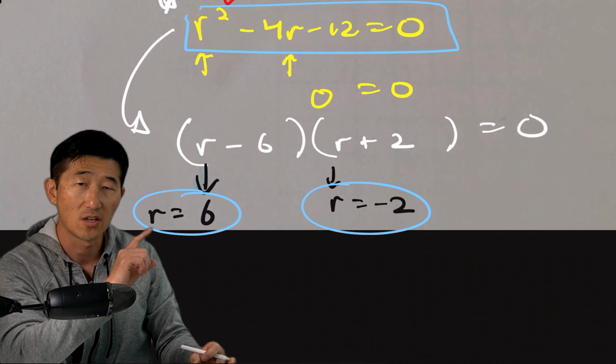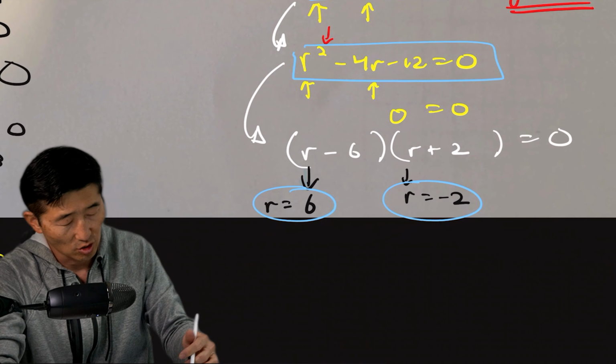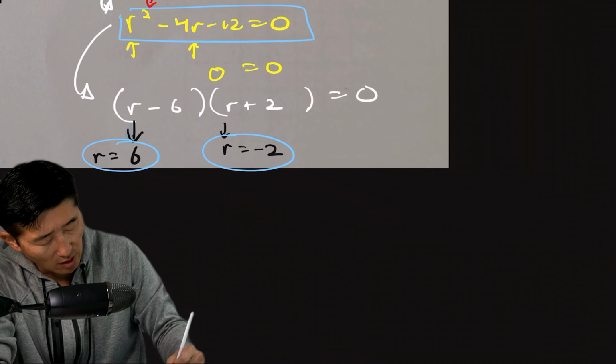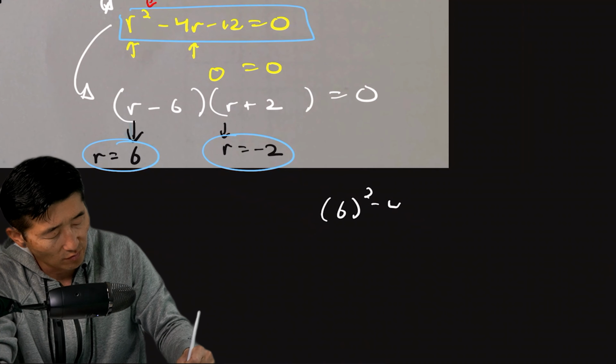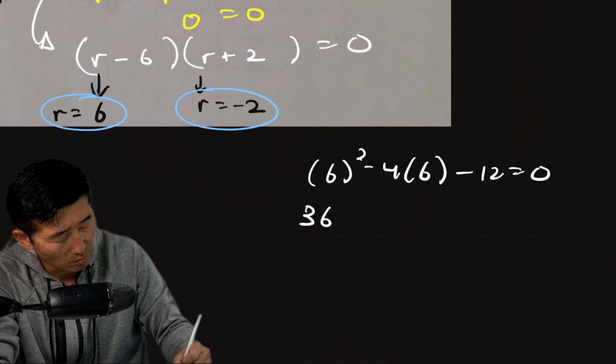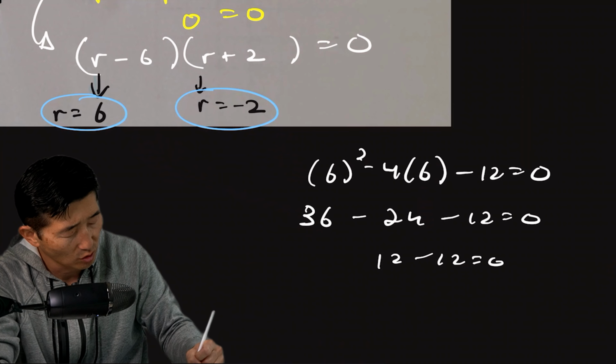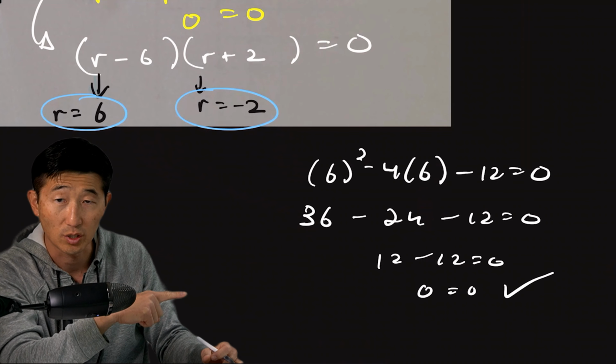Now watch this. If I take these two numbers and plug it back into this format, guess what you're going to get? You're going to get 0. So watch. We'll put 6 squared minus 4 times 6 minus 12. Okay, that's 36 minus 24. And then you have 12 minus 12 equals 0, 0 equals 0. Check. It works out, right?